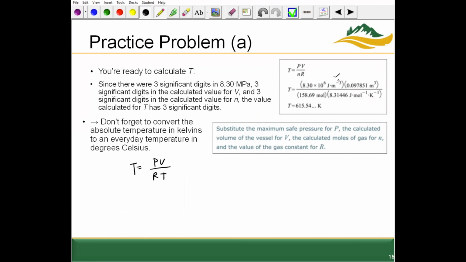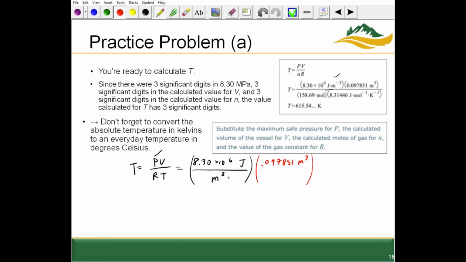As you can see, the pressure is stated as joules divided by meter cubed. I'm going to show you how I would write these units out, again, to better visualize what gets canceled out and make sure we're doing the problem in the correct way. So 8.30 times 10 to the 6, I'm going to write it like this, joule per meter cubed. That is my pressure term. For the volume, we calculated that as 0.097851 meter cubed, right? That was using the volume of a cylinder to get this volume amount.